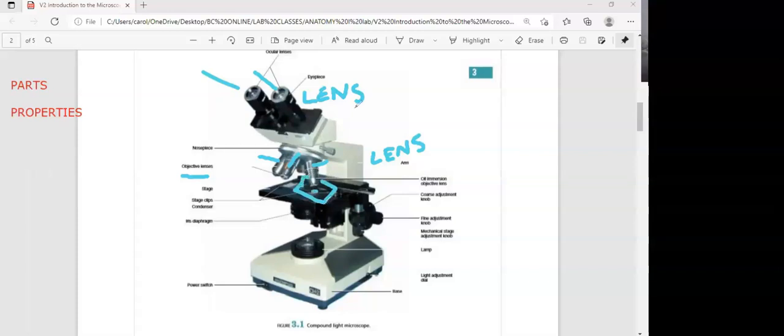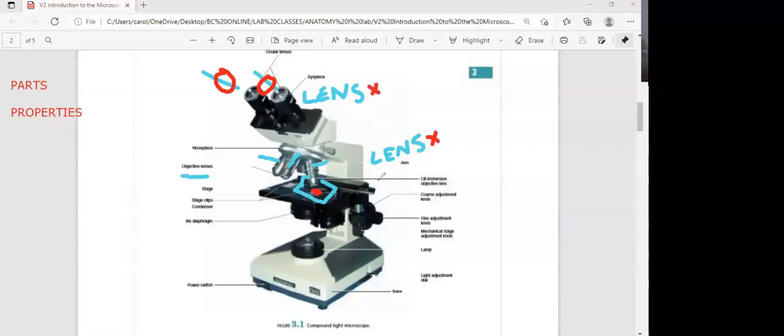Let me change this color so you can see. Let's say, for example, you want to look at this red thing right here. Then you're going to put your eyes in here and you're going to see whatever is in there. So how many times is this object going to be magnified before it actually gets into your eyes? I think it's going to be magnified twice. One time by these lenses and one time by these other lenses.